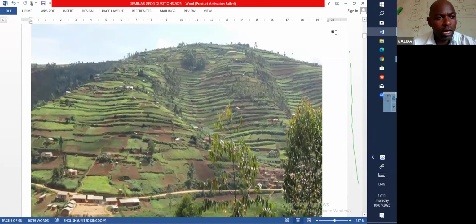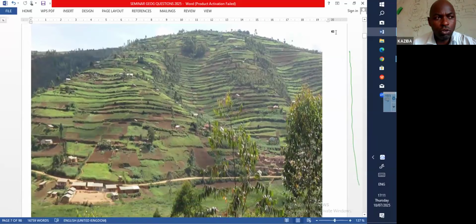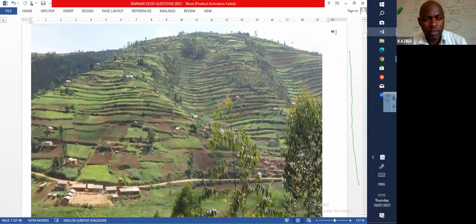So you have also that feature. They can ask you to draw a landscape sketch. So now you know how to do a landscape sketch. Then they can ask for a relationship between relief and drainage, relief and communication, etc. So I hope now, first ask question.